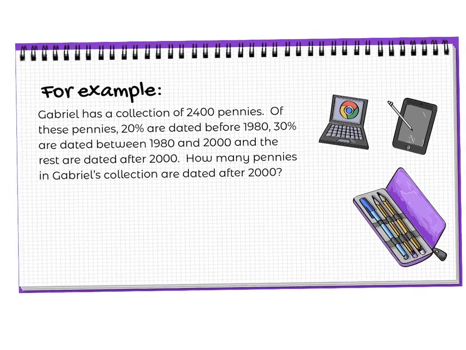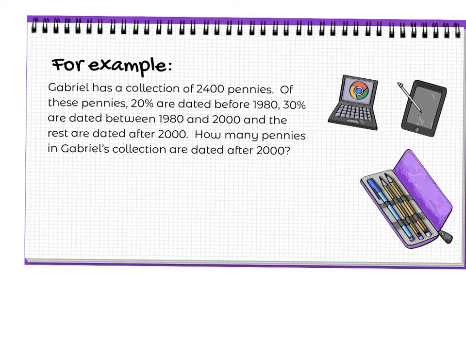Gabriel has a collection of 2,400 pennies. Of these pennies, 20% are dated before 1980, 30% are dated between 1980 and 2000, and the rest are dated after 2000. We want to know how many pennies in this collection are dated after 2000. So I start with 2,400 pennies. That is 100%.